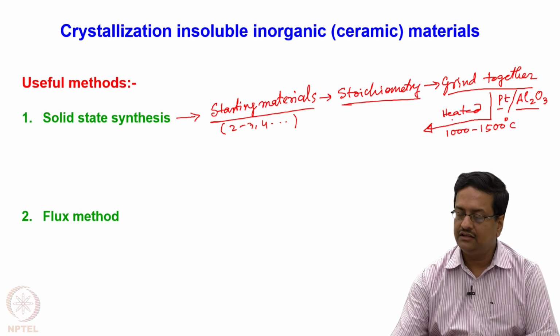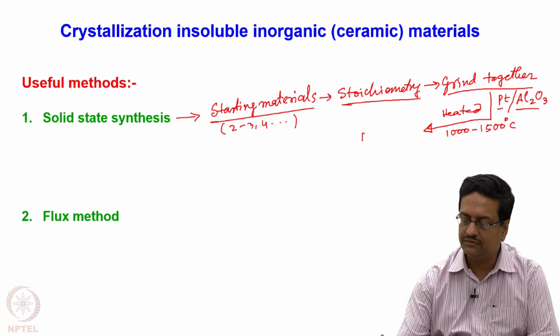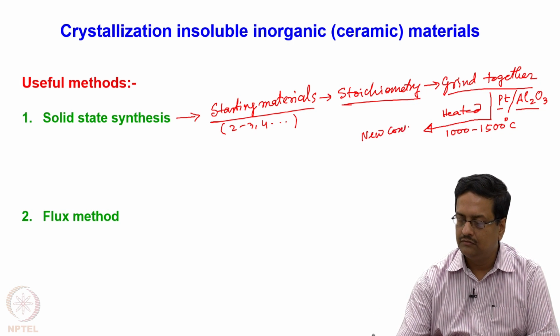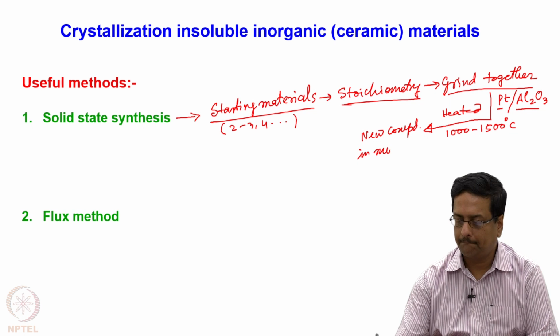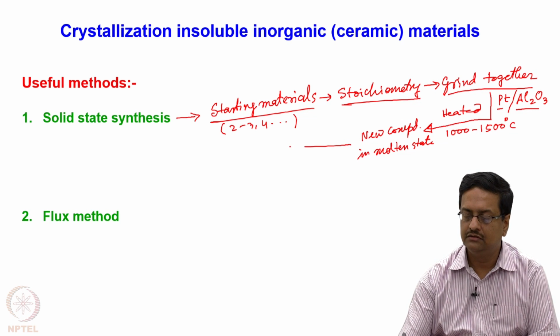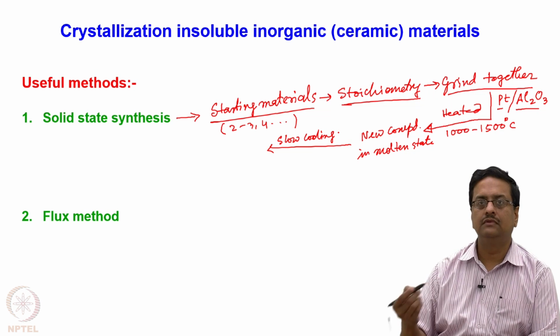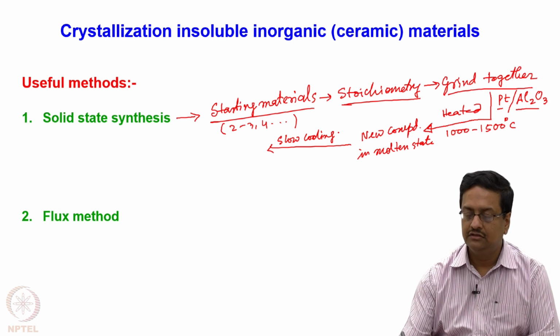So on heating, the compounds melt, react and form a new phase. A new compound is formed in the molten state. And that molten liquid is then cooled very slowly from its reaction temperature, which may be 1200-1300 degrees centigrade, to room temperature.